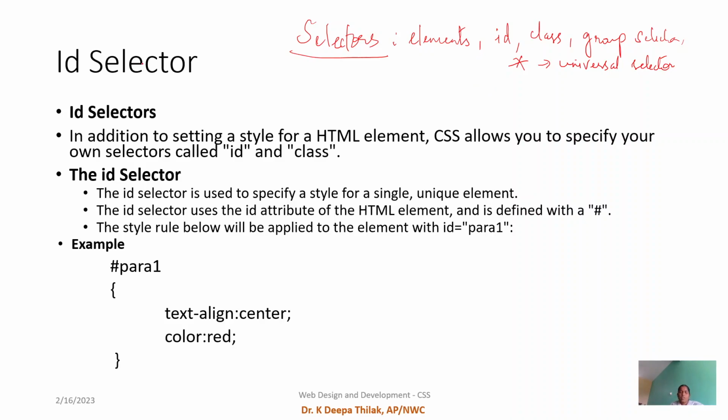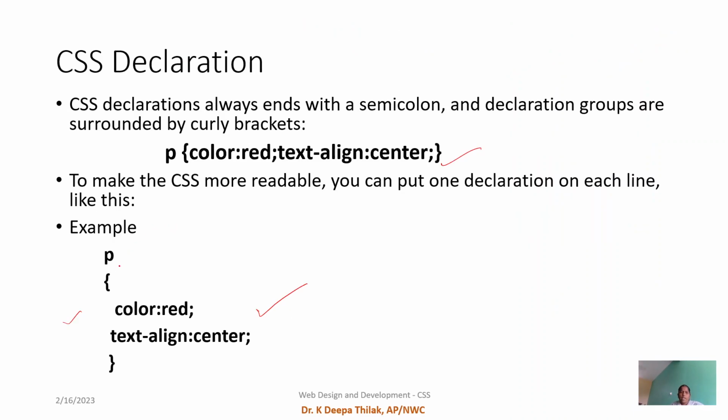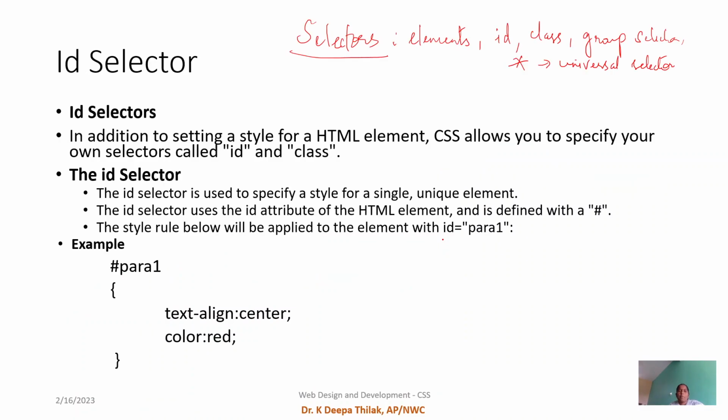In the previous case we have seen the tag element. I can set it for a paragraph tag, for the header 1 tag, header 2, for the image tag, table tag, and many tags which your HTML page has. For everything I can set this. So this is called the element selector.